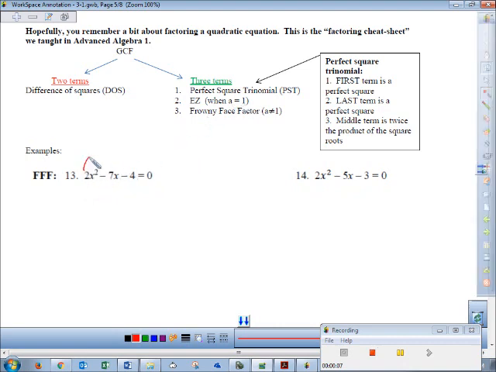So, to frowny face, I literally like to draw this little frowny face that tells me I need to multiply a times c, and that would be a negative 8. And now my job is to find two numbers that multiply together to be negative 8 and add together to be this negative 7 right here. Well, since they multiply together to be negative, I know one's negative, one's positive. Then these two numbers right here, bing, they add together to be negative 7, so they're my bingo numbers.